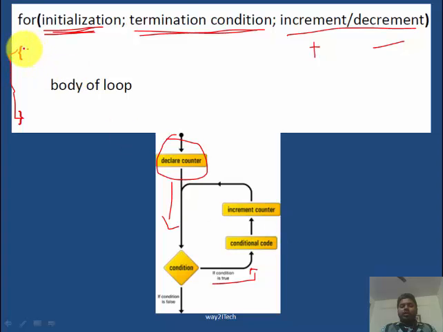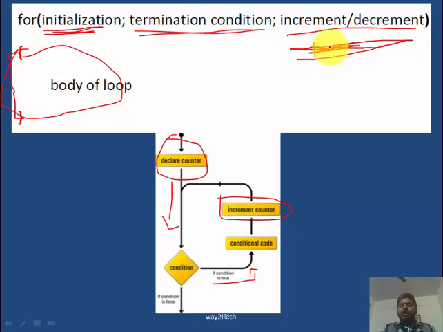We will execute this conditional code. After executing the conditional code, we will execute increment counter. So we will execute this statement, we will increment the counter variable. After incrementing the counter variable, we will again check the condition. So if the condition is true, we will again execute this code.